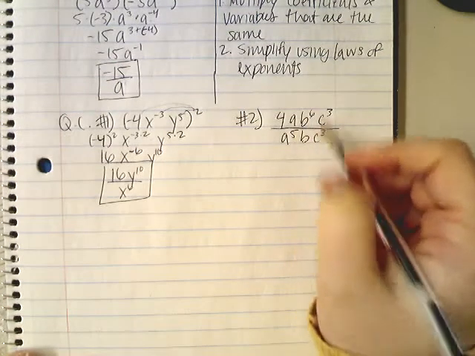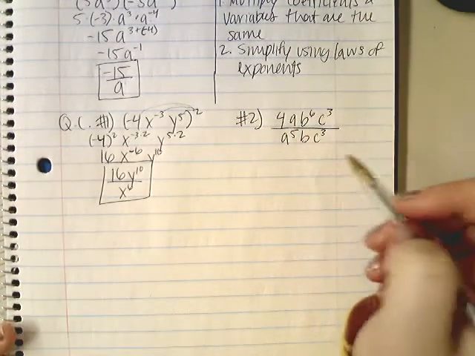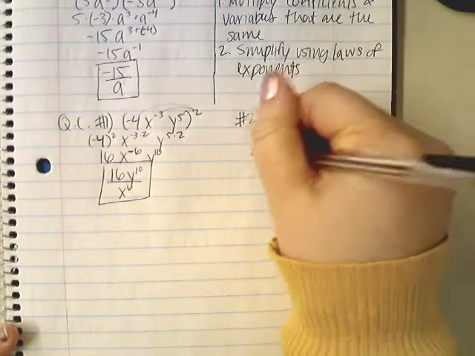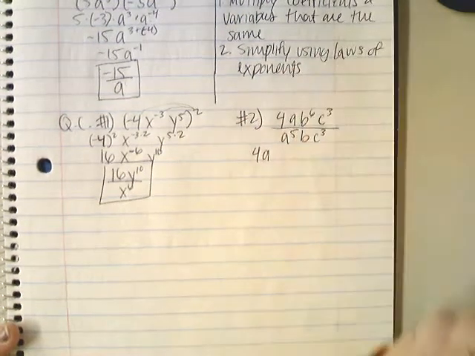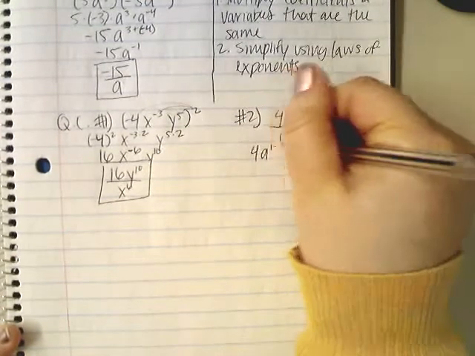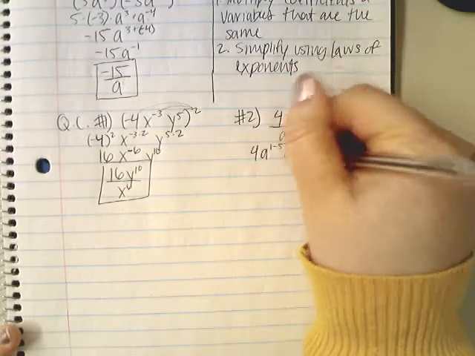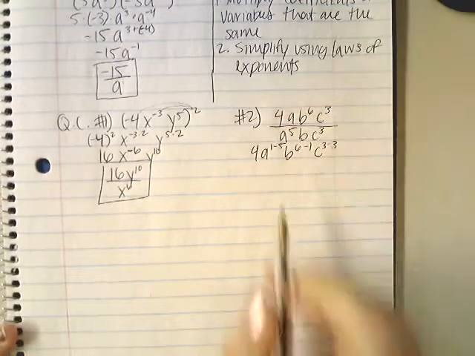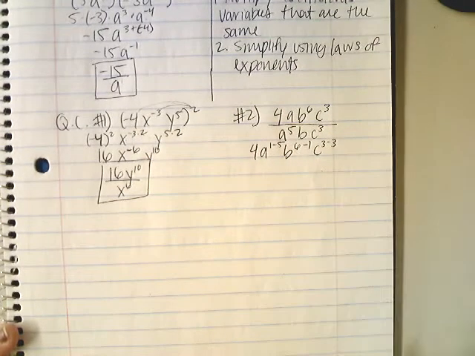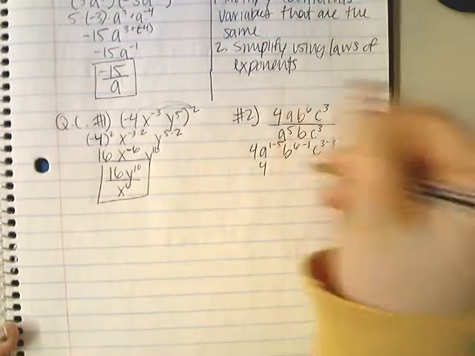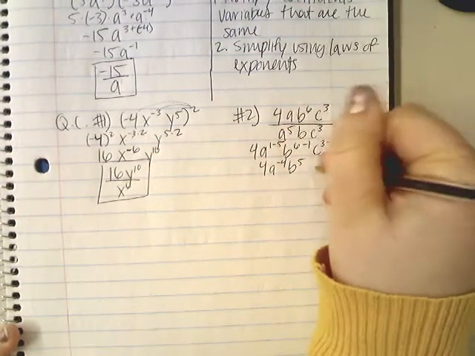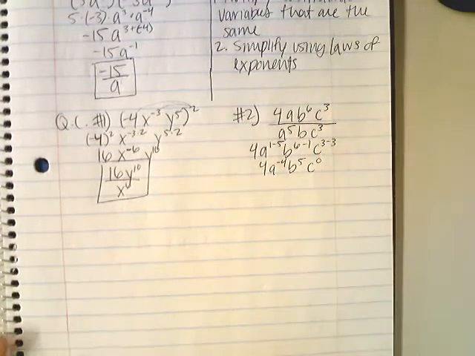Here, since I'm dividing, I'm actually going to subtract each exponent. So again, if you are dividing, you subtract exponents. So I have 4a to the, since there's nothing written there, it implies 1 minus 5, b to the 6 minus 1, and c to the 3 minus 3. So I have 1 minus 5, 6 minus 1, 3 minus 3. I simplify that and I get 4a to the negative 4, b to the 5, and c to the 0.